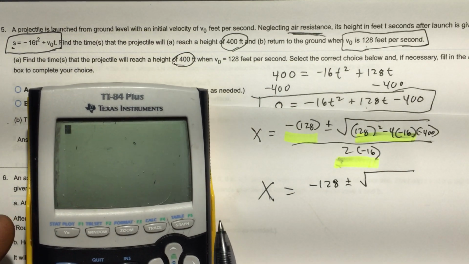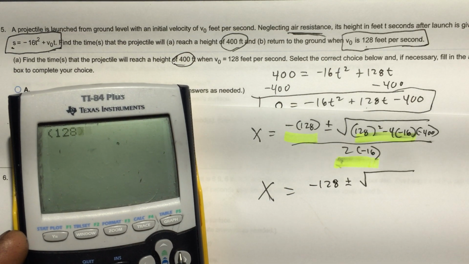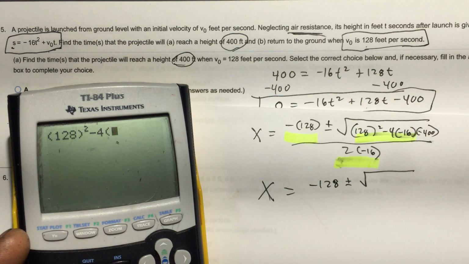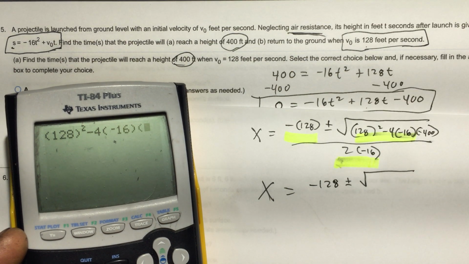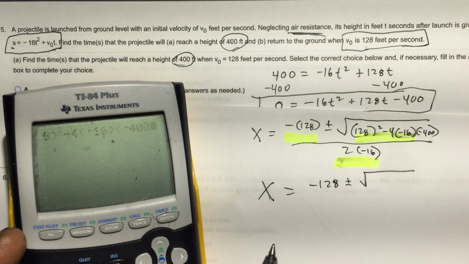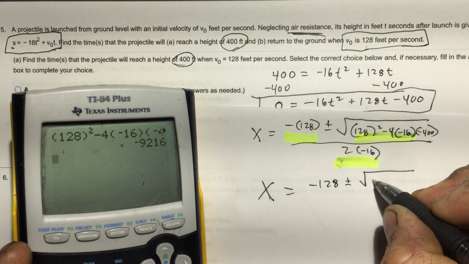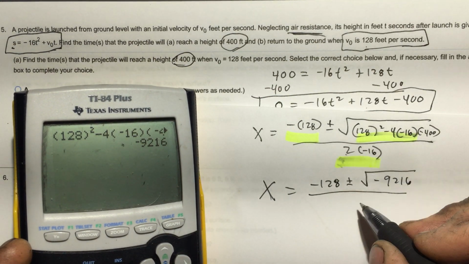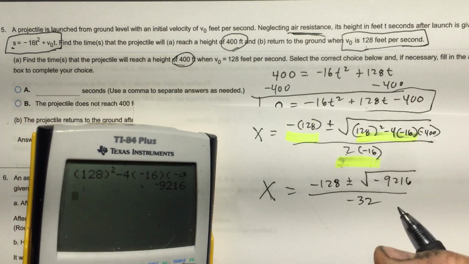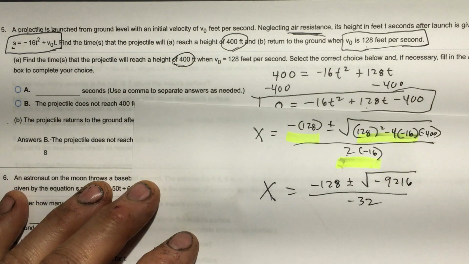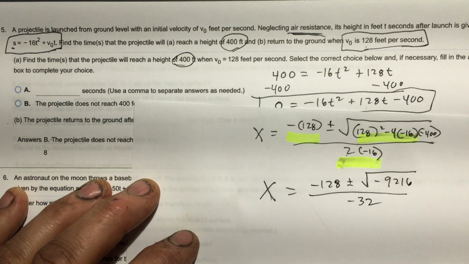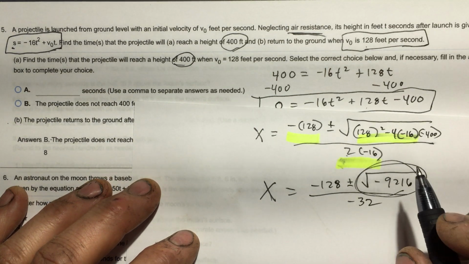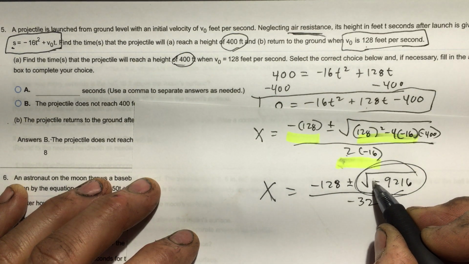120, oops, hold on, forgot my parentheses. 128 squared minus 4 times negative 16 times negative 400. Okay, negative 9216. Down here, 2 times negative 16 is negative 32. Okay, now we focus on my radical. And I see a big problem right here. See this negative?